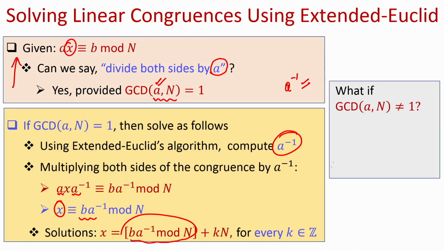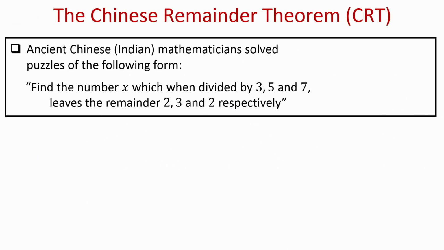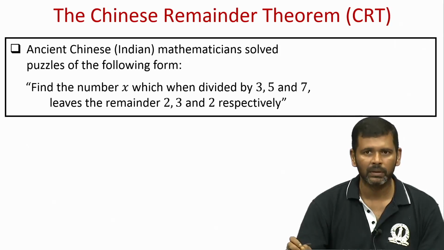However, this method will work only if your number a is co-prime to your modulus n. What if the number a is not co-prime to your modulus n? Then we have to follow a slightly different approach, which is complicated, and I am not going to discuss that method. Instead, I will discuss another way of solving a set of linear congruences. This method is often called the Chinese remainder theorem, attributed to the ancient Chinese, but it is also believed that ancient Indian mathematicians also used the same technique for solving a system of linear congruences.